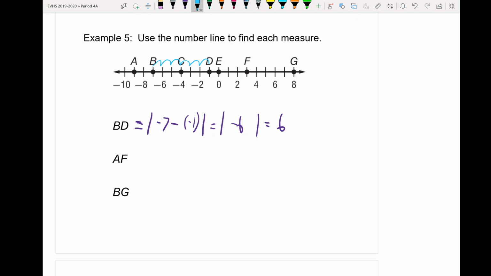Okay. All right. So AF is, A is where? -9. Minus F is 3. Which gives us absolute value of -12, which is 12.